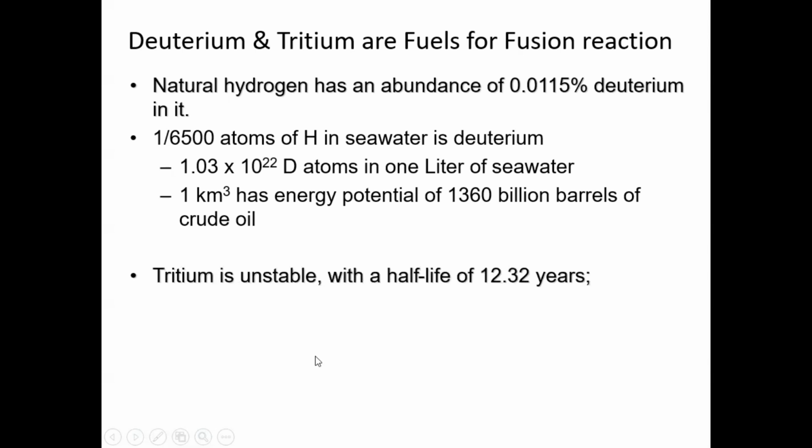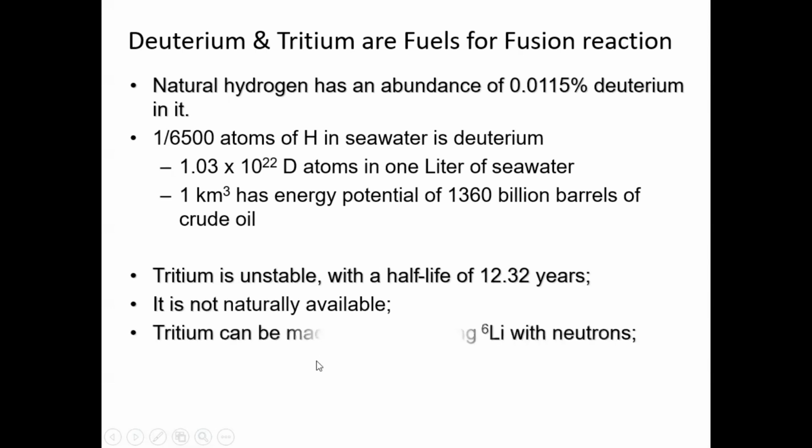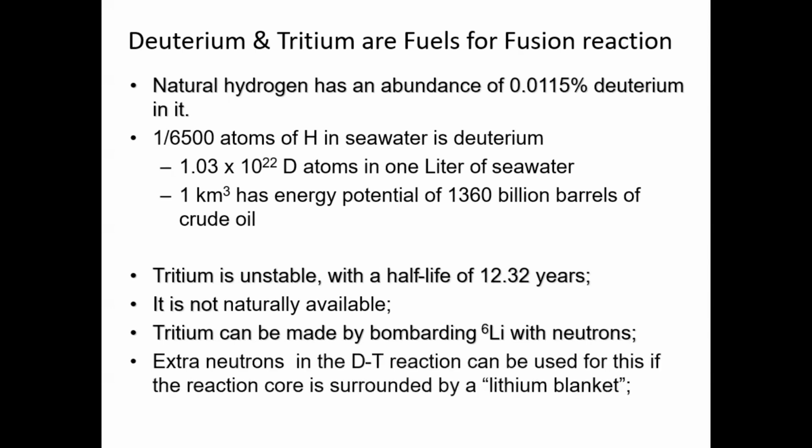Tritium is unstable. Its half-life is 12 years, so it's not naturally available. Tritium can be made by bombarding lithium-6 with neutrons. The extra neutrons in the DT reaction can be used for this purpose if the reaction core is surrounded by a lithium blanket. If we surround the core with the blanket, then all the neutrons coming out of the core will hit the lithium-6 and produce tritium, and that tritium can be recycled. However, tritium is radioactive.